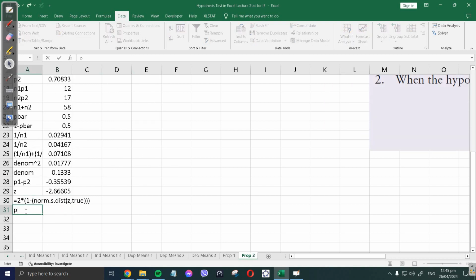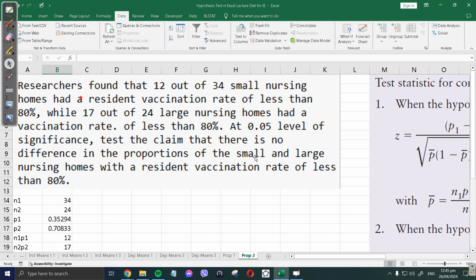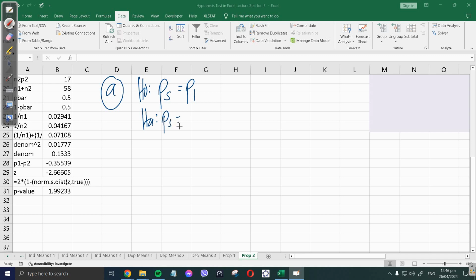So for the p-value, 2 times 1 minus NORM.S.DIST. Next up, this is the z-score, comma, TRUE, close. There we go. Now we can perform our hypothesis test. The claim is that there's no difference in the proportions. So for our step 1, there's no difference, so that's equal. The proportion of the small is just equal to the proportion of the large nursing homes. HA is obviously not equal. This makes it a two-tailed test.